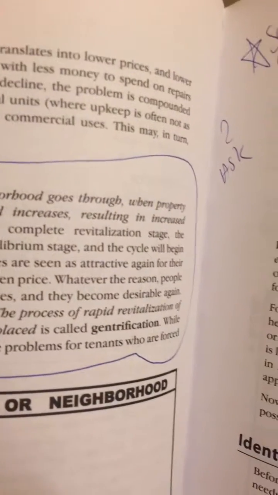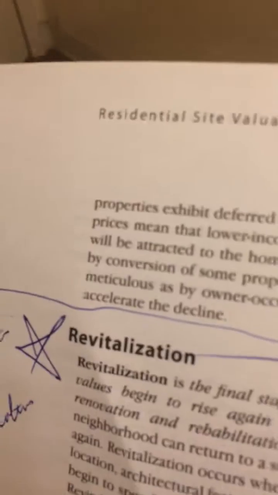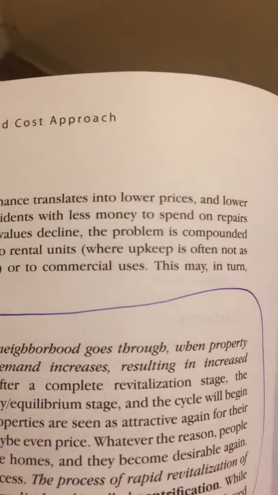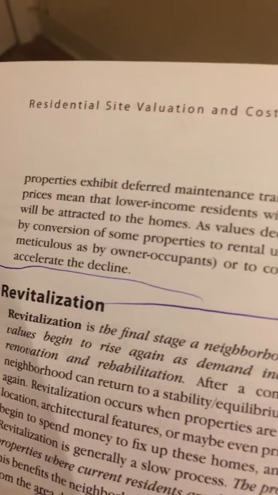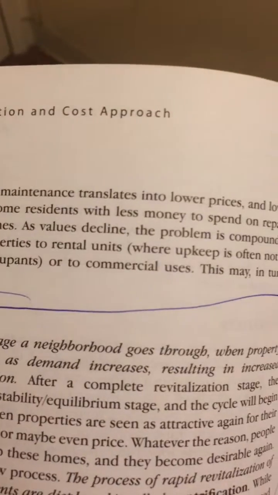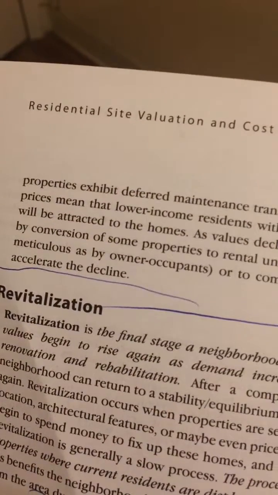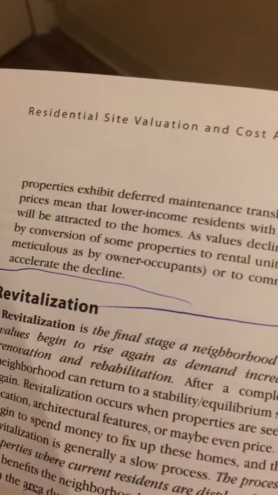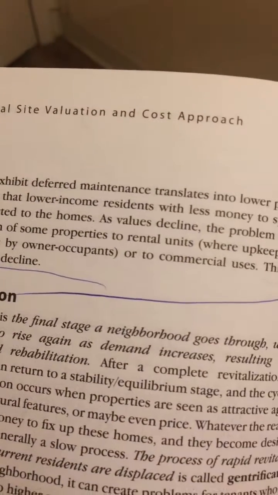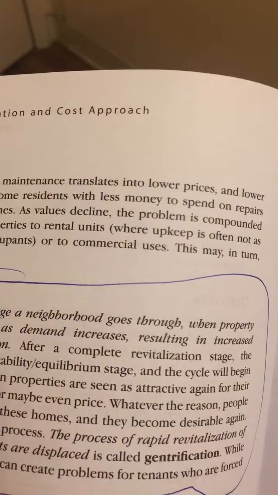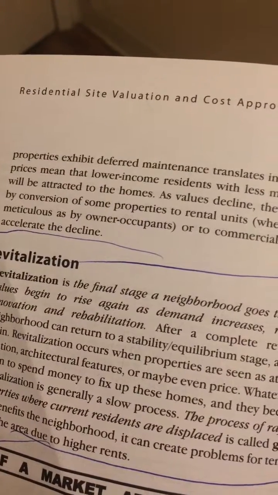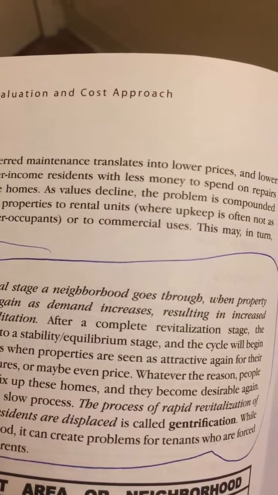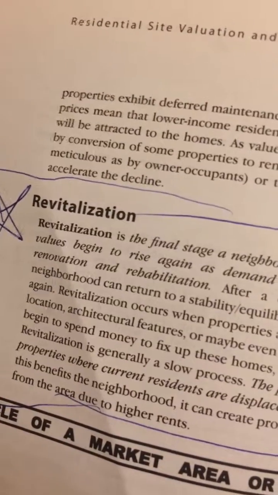Residential site valuation and cost approach, page 20. Properties exhibit deferred maintenance, which translates into lower prices, and lower prices mean that lower income residents with less money to spend on repairs will be attracted to the homes. As values decline, the problem is compounded by conversion of some properties to rental units, where upkeep is often not as meticulous as by owner-occupants, or to commercial uses. This may, in turn, accelerate the decline.